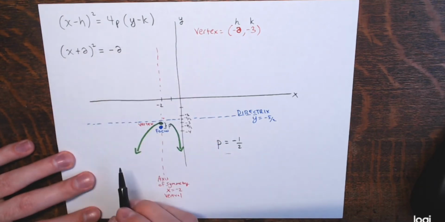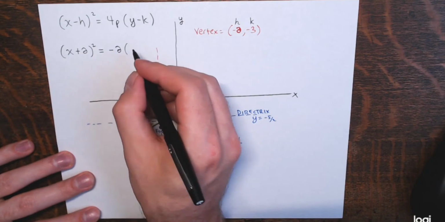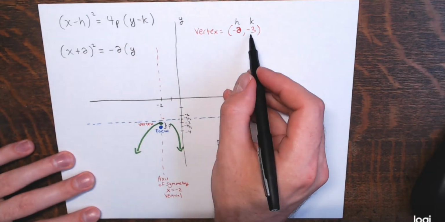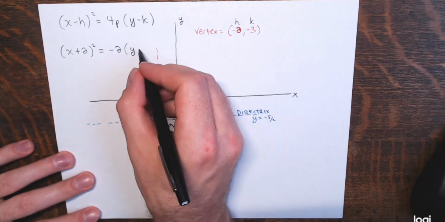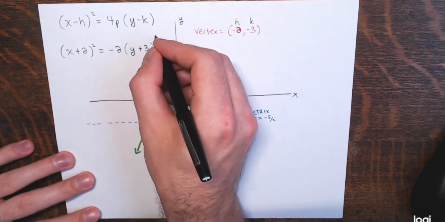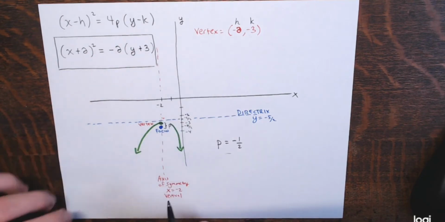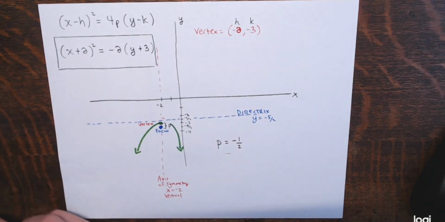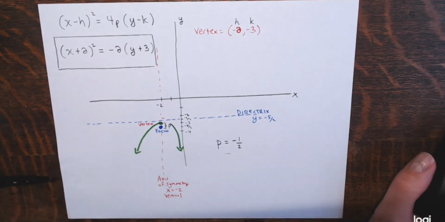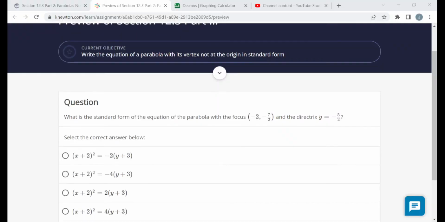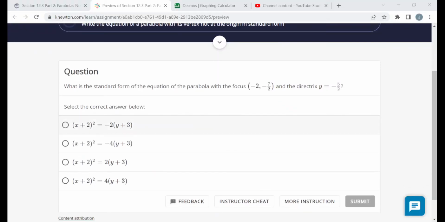Right? That's 4 times p, times the quantity y minus k, but minus -3 is plus 3. And there we go. All right, this is what they're asking us for: the equation of that parabola with the focus where it was and the directrix where it was, in standard form. And I will select that option. So (x plus 2) squared equals -2 times the quantity y plus 3. That's the very first option here.